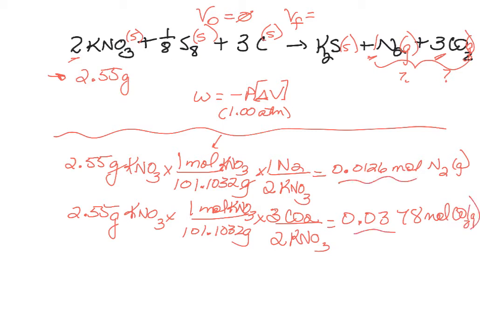What do we do with that? We have to get to liters in order to get the volume of gas that's been generated. So how do we get from moles to liters? Well, if you reread the problem again, they give us the density of each of these two gases, and that's what we're going to use as a conversion factor. So the density of the nitrogen gas is 1.165 grams per liter, and the density of the carbon dioxide gas is 1.830 grams per liter.